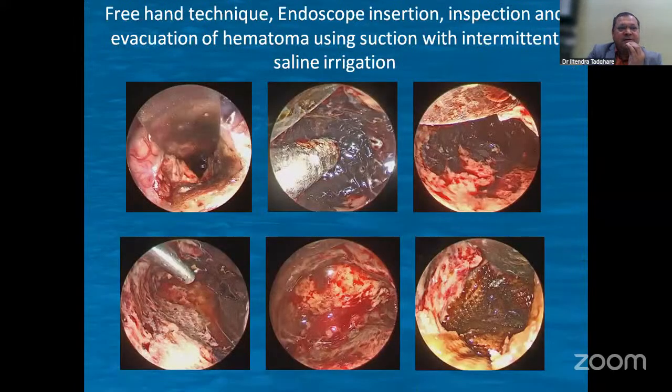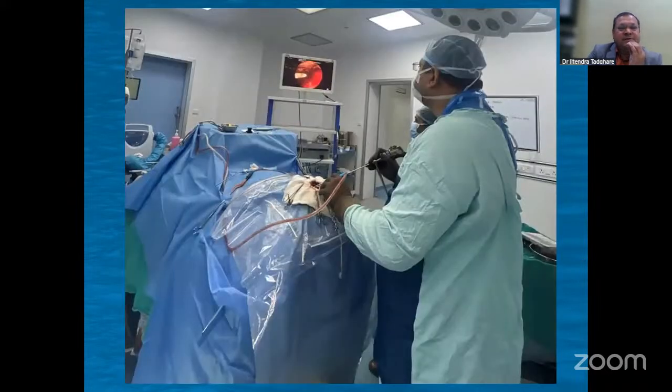Then insertion of the scope, then inspection of the hematoma, and I go on sucking the hematoma without damaging the adjacent parenchyma. And I also use intermittent saline irrigation. And after evacuation of the hematoma from all the corners, I put Surgicel as a hemostat material and come out. So this is the setup that we use.